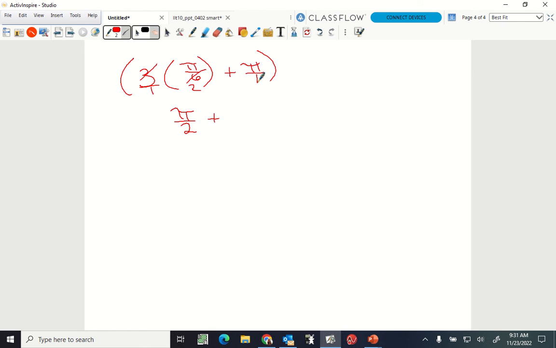Plus, remember, this pi is the same as saying 2 over 2, right? Because that's still 1 pi, isn't it? And I want a common denominator, so I'm going to call it 2 pi over 2, because that's still 1 pi. So I have pi over 2 plus 2 pi over 2. They have a common denominator, so now I can add across the top. So I have 1 pi plus 2 pi gives me 3 pi over 2.